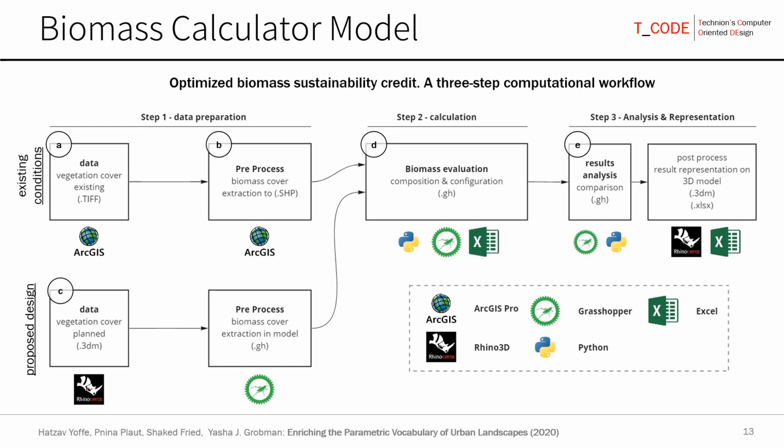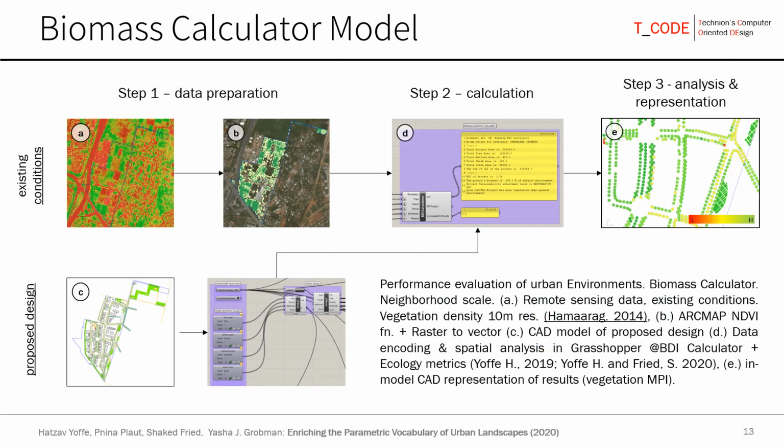The computation evaluation method was comprised of three steps: data preparation, calculation, and analysis and representation. In this example of biomass optimization, the method compares existing vegetation conditions in the site to the design model. A custom designed Python code calculates the sustainability scores of the metrics and sustainability criteria and generates an in-model representation of the result.